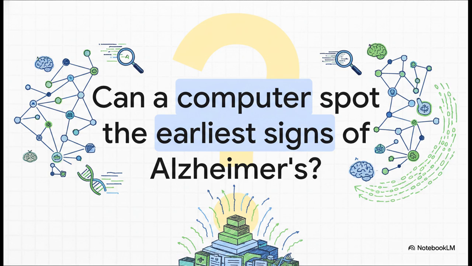So this is the big question, right? Can an algorithm really look at a bunch of clinical data and see the subtle patterns that even a trained human eye might miss? Well, to even think about answering that, we have to start with the most important ingredient of all, the data itself.